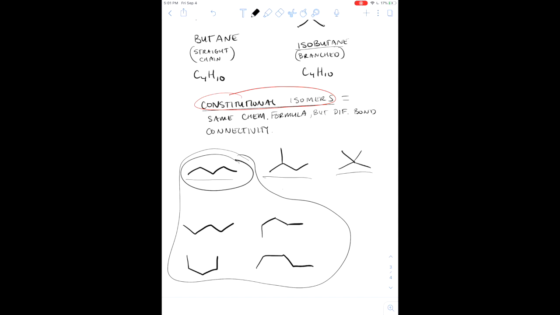However, this is just rotating about those chemical bonds, those sigma bonds, and just giving you a different two-dimensional structure, since it's on paper. But they are, in fact, all the same compounds. And so these aren't constitutional isomers. It's really important that we are able to differentiate between those.